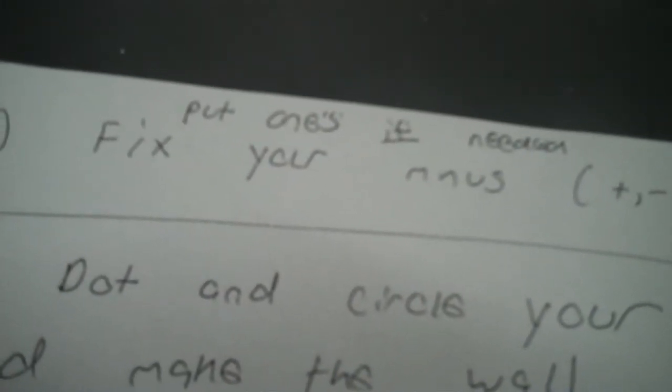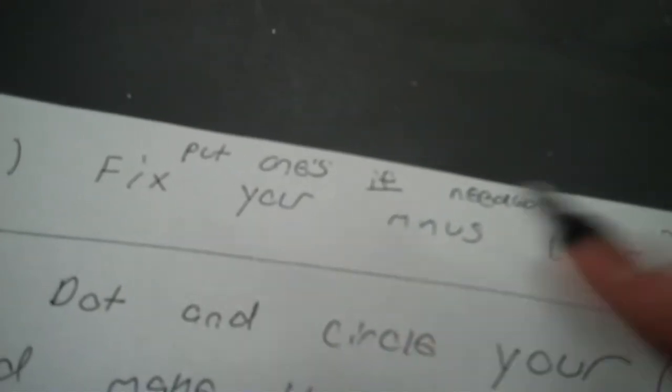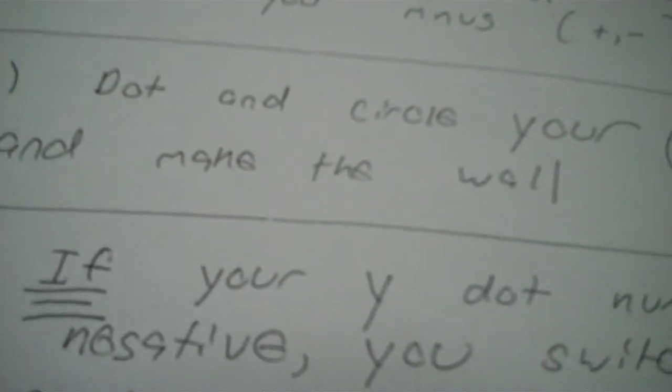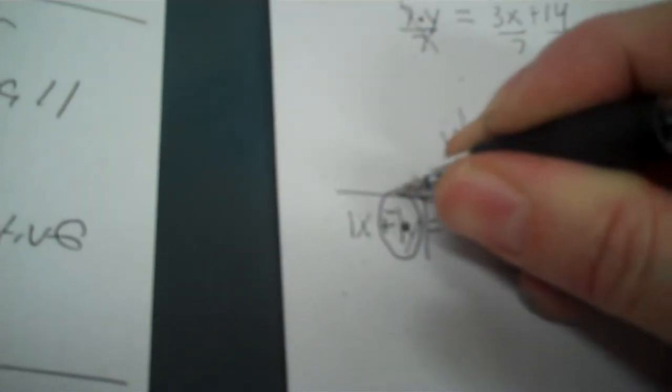Okay, next problem. Again, you got to find the slope and the y-intercept. Fix your minus signs, okay? Okay, fix minuses. Put ones if needed first, okay? So your x and y need numbers in front, so we put ones there, okay? And then fix your minuses. So plus negative, okay? Dot and circle your y, make the wall, not the x, got to be the y, because we need the y by itself.